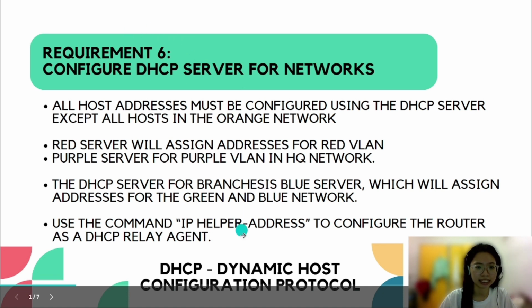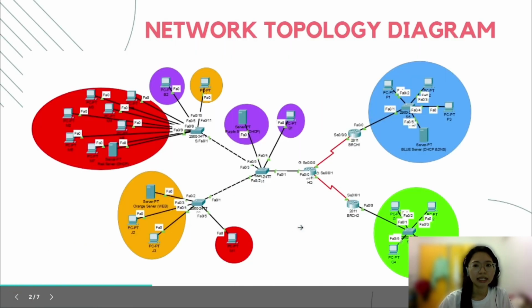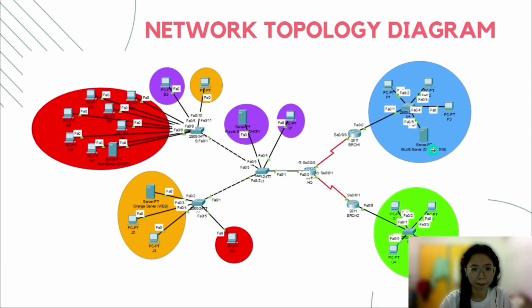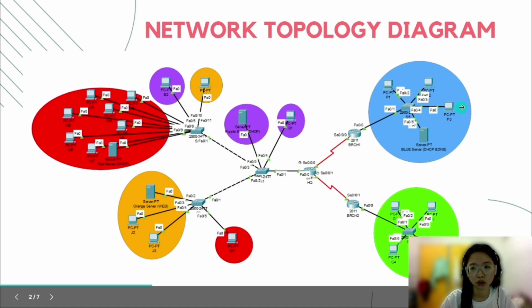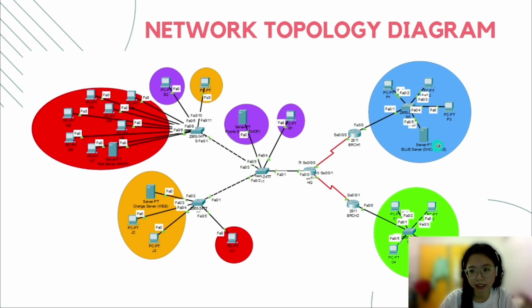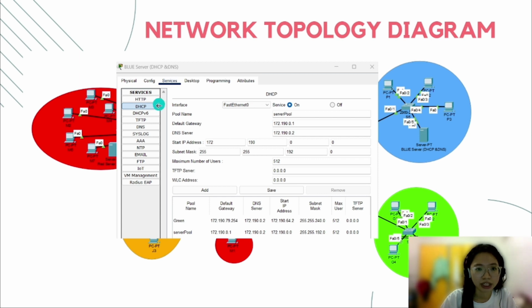So requirement 6 is all about DHCP, the Dynamic Host Configuration Protocol. This is the overall diagram for our project, the network topology diagram. In this case, we are going to apply the DHCP server for branches: the blue server will assign the addresses for the green and also the blue network. So we are going to set up the blue server first. Service DHCP enabled, by adding the green network and also the server pool, which is the blue network.